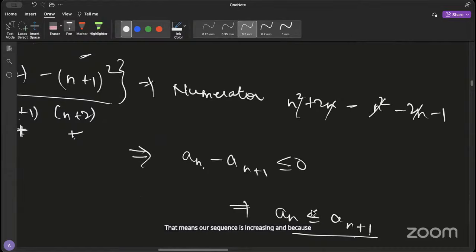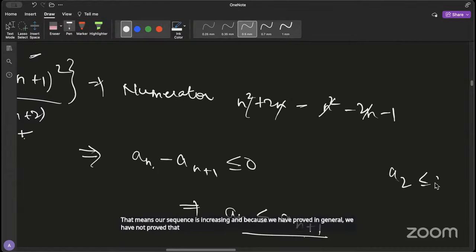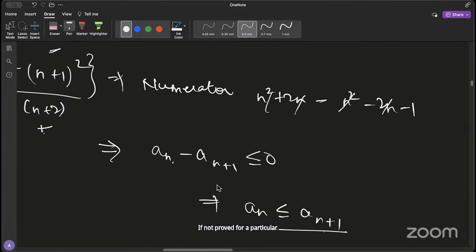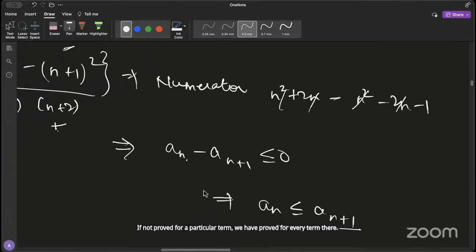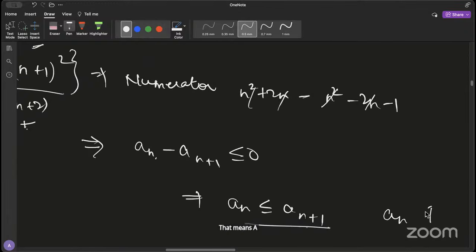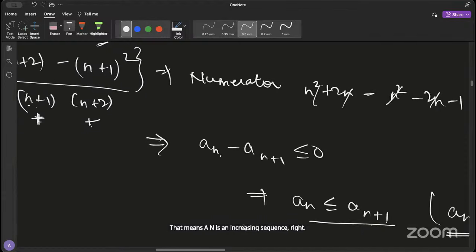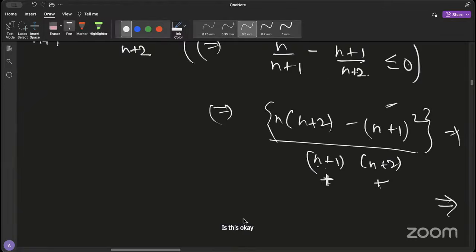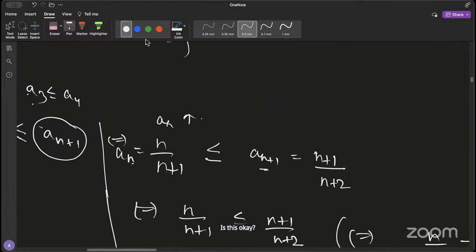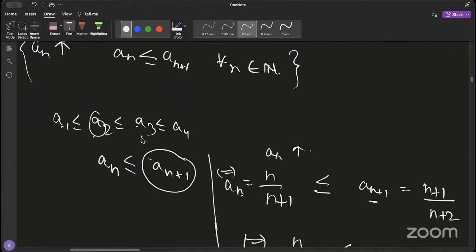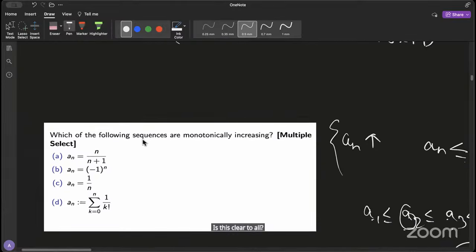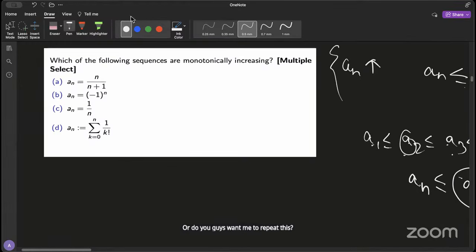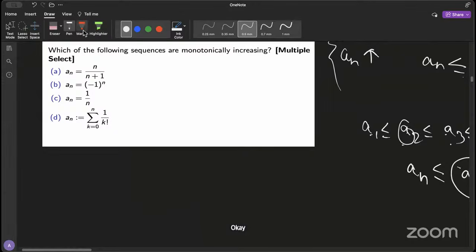And because we have proved it in general, we have not proved that a2 is less than or equal to a3 and something like that. We have not proved it for a particular term. We have proved it for every term. That means a_n is an increasing sequence, right? Is this okay? Is this clear to all? Or do you want me to repeat this? Right, it is clear. Okay. So that means your first option is correct.